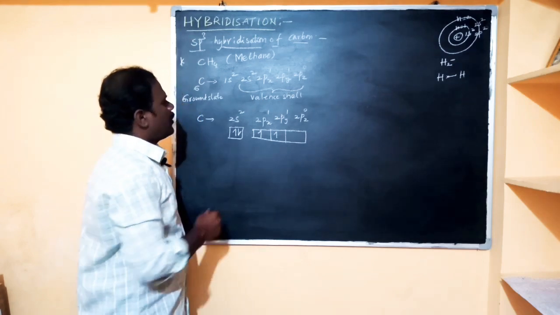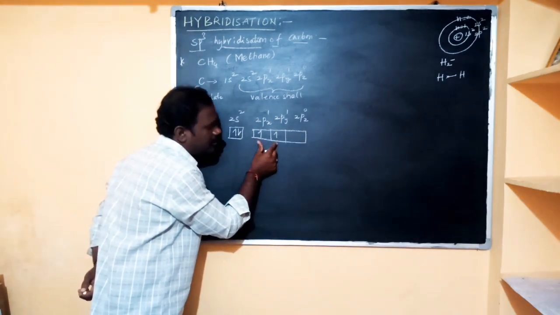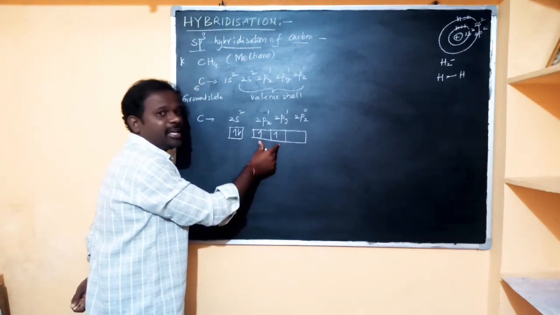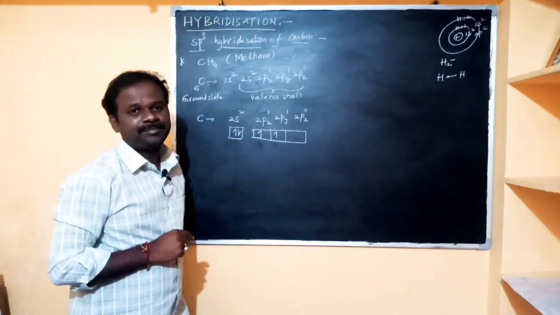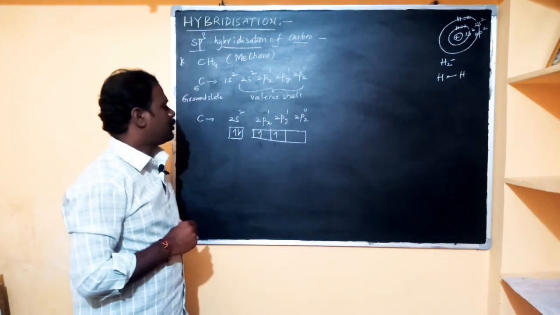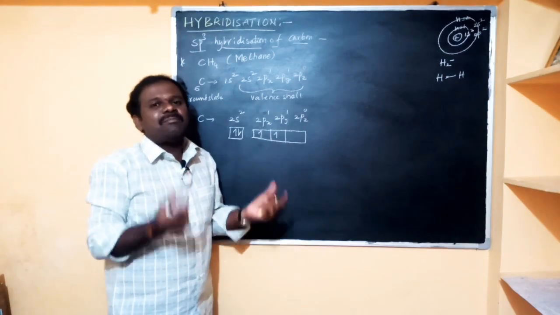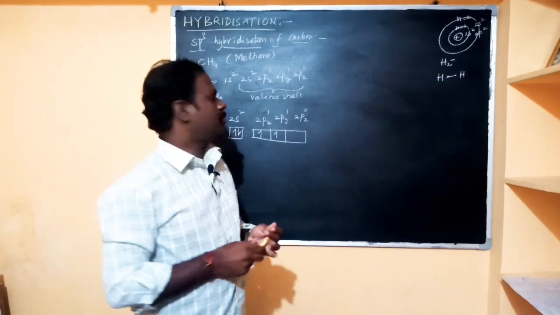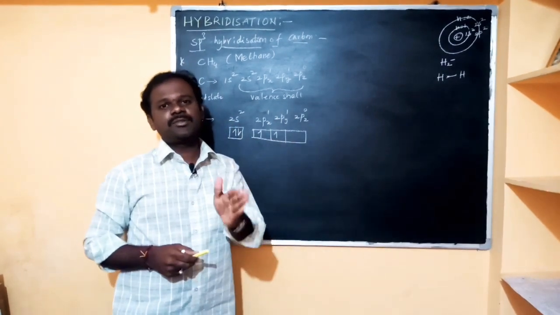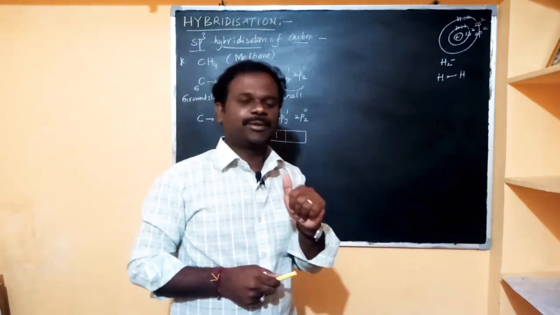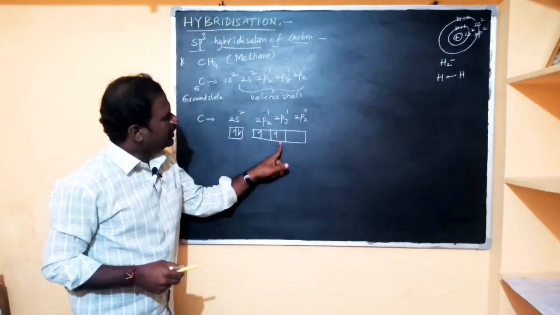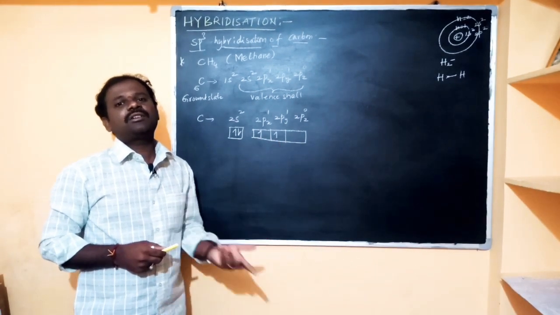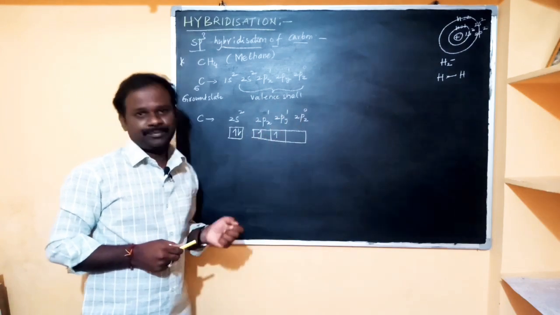So in carbon's ground state electron configuration, there are only 2 unpaired electrons. So the formation of covalent bonds is equal to 2 only. The number of unpaired electrons determines covalent bond formation. Here only 2 unpaired electrons are present, so there is a possibility for the formation of only 2 covalent bonds.